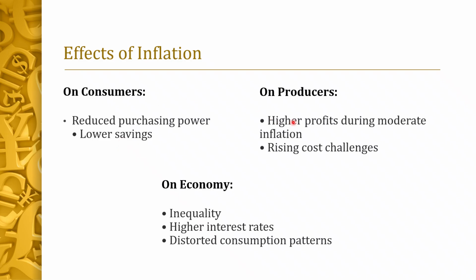The second effect is on the producers. It is happening in moderate inflation. Moderate inflation increases the business profits, but high inflation creates uncertainty in planning, and production cost rises that affect the margins. For example, when steel prices rise, automobile companies like Tata Motors and Mahindra also revise the car prices. And then we see the effect on the economy.